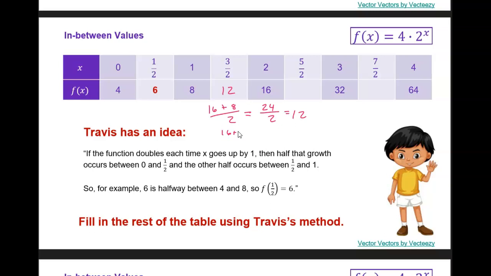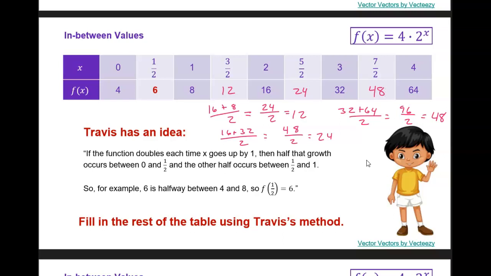We could do the same method to find the one in between 16 and 32. That's going to be 48 divided by 2 is 24. And our last one, 32 plus 64 divided by 2 is going to be 96 divided by 2, which is 48.